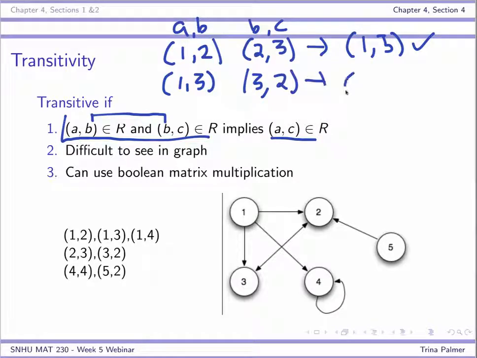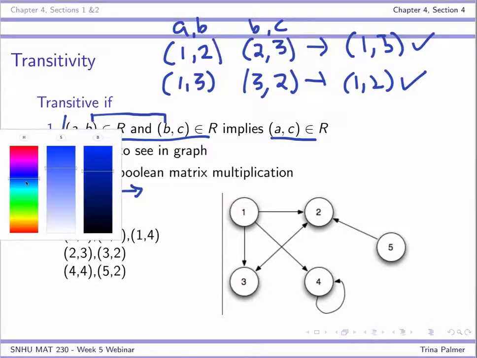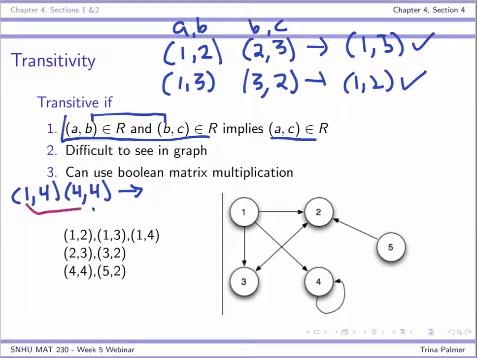And that would imply that 1, 2 is in the relation, and it is. So great, I have evidence to suggest it might be transitive. Let's look at 1, 4. If I do 1, 4 is in my relation, I need to start the next one with a 4. The only one I have that starts with a 4 is 4, 4. Now when I take those outer pieces, it has to be that 1, 4 is in the relation, and it is. So you don't really ever have to check with the repeated pairs like 4, 4, because those will always work.